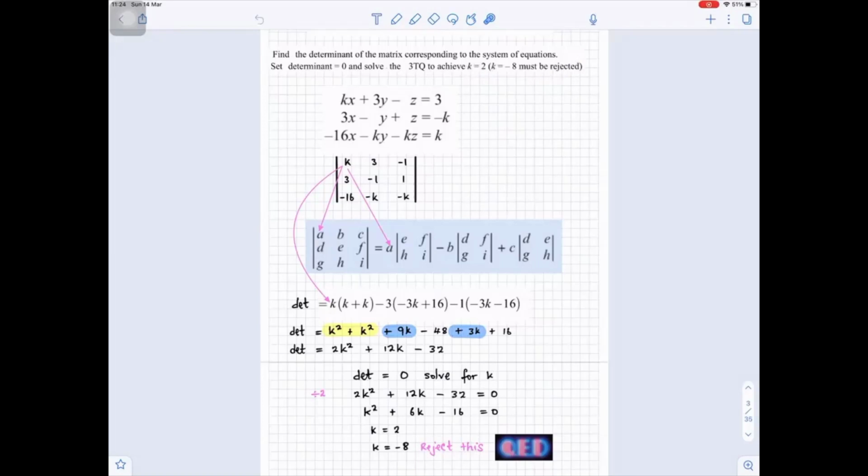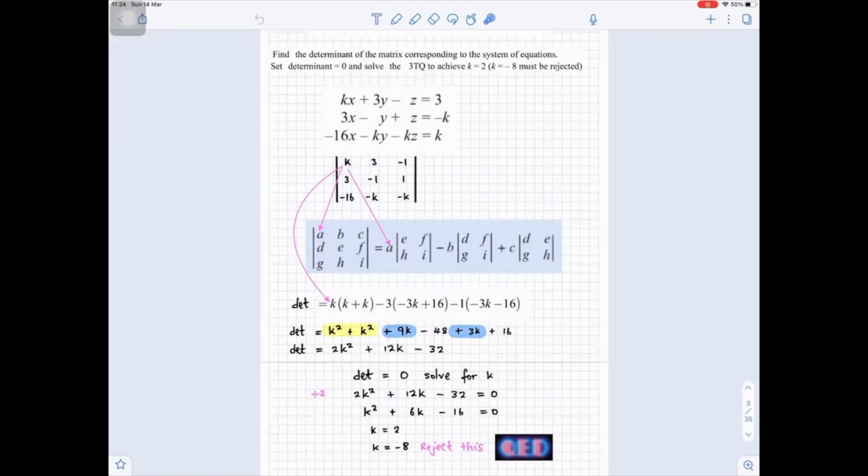So we can write k, 3, minus 1. The number in front of minus z is minus 1. And we can write 3, minus 1, 1, and minus 16, minus k, minus k. So we have here a 3 by 3 matrix, and we want to find the determinant. So we would reduce it to this 2 by 2 matrix determinant.